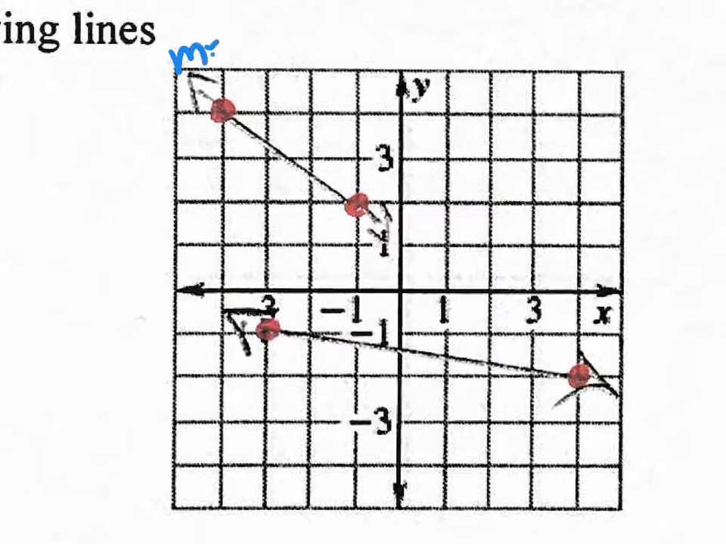Everybody write down m equals negative 2 over 3. It has a negative rise because you're going down 2 instead of up 2, and you run 3. You always run to the right. You always look at it from left to right.